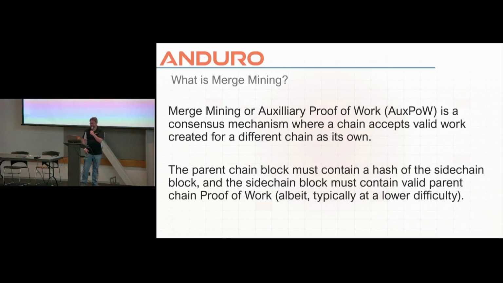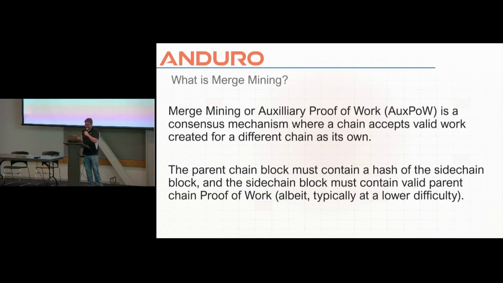All right, so what is merge mining? It's actually formally called auxiliary proof of work. It's a consensus mechanism where one chain, so this is the sidechain of a chain operation, accepts valid work from the parent chain. Peter, feel free to jump in and correct me if I say anything wrong here.